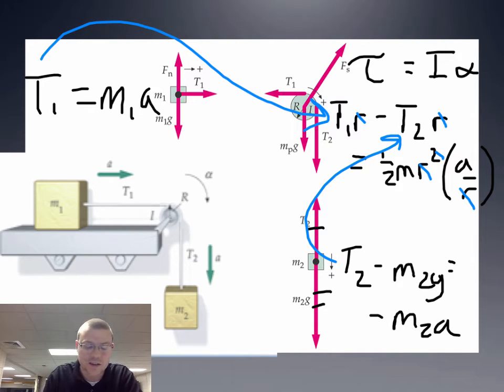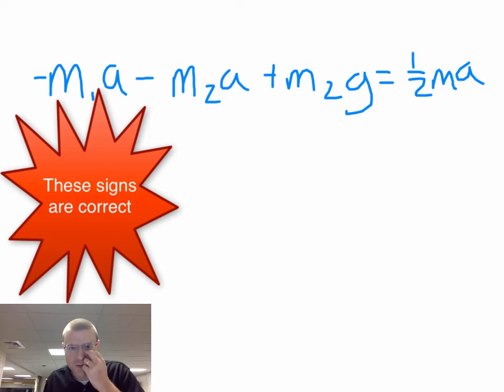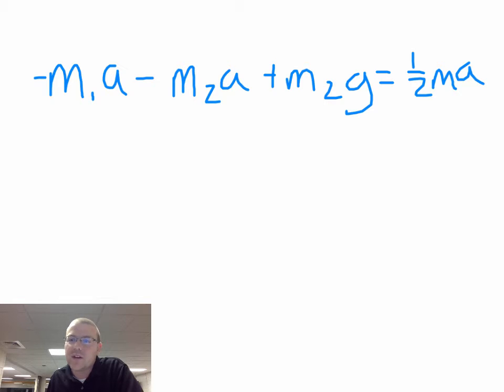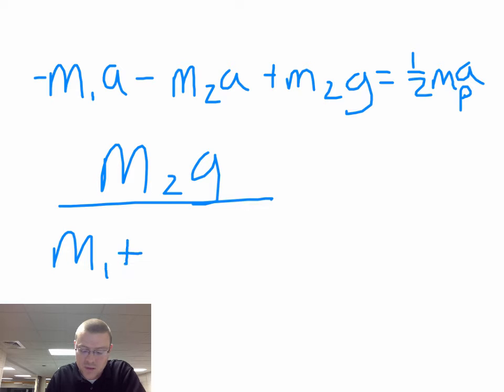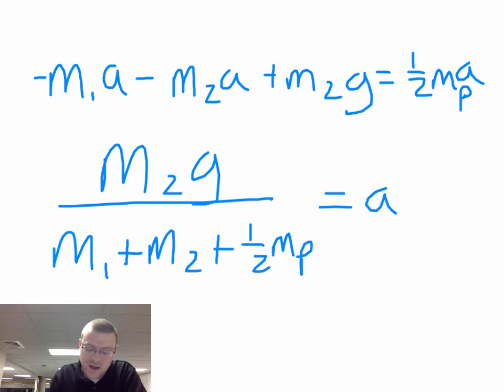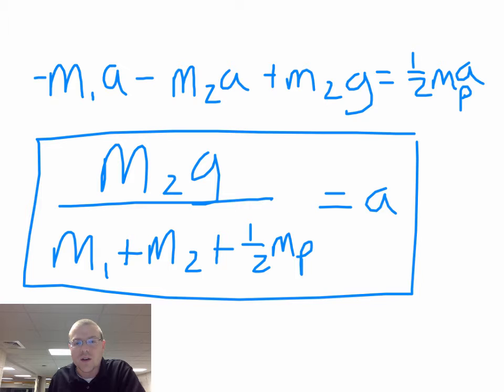And what you should get in the end is negative m1a plus negative m2a plus m2g equals 1/2 ma. And this mass here is the mass of the pulley. Putting all your accelerations together, you get that m2g is the force that's making this go, and it's going to be divided by mass 1, mass 2, and half the mass of the pulley. So that's how you account for everything that is rotating and spinning when you're doing an Atwood problem. The tension is no longer equal, so you have to torque the rope on the pulley.